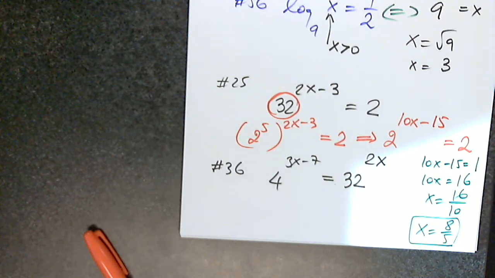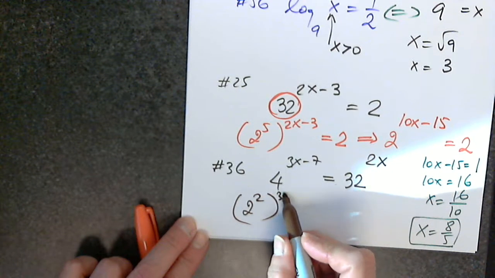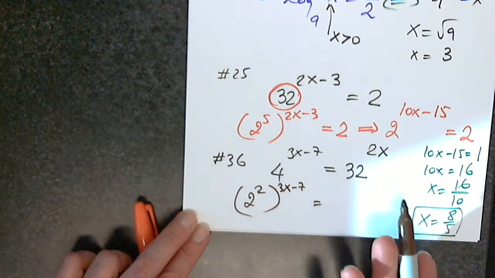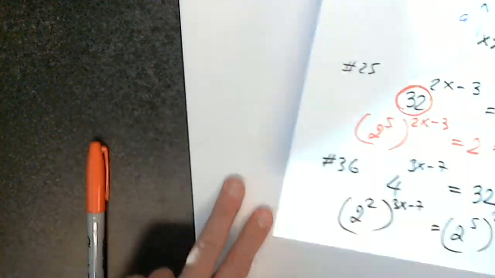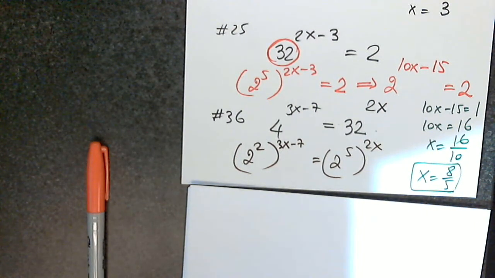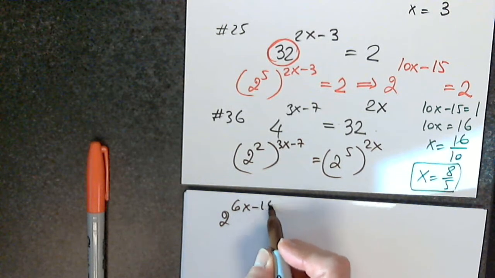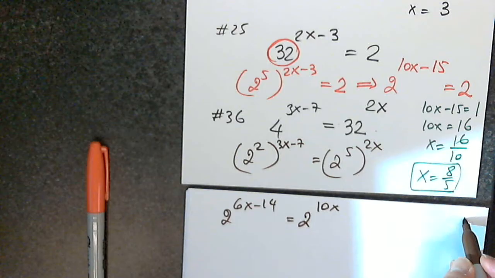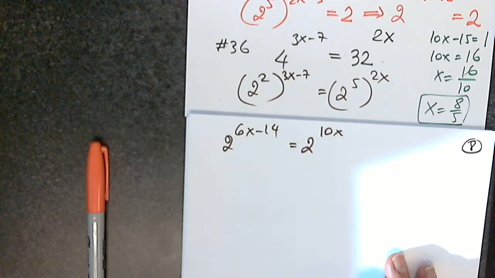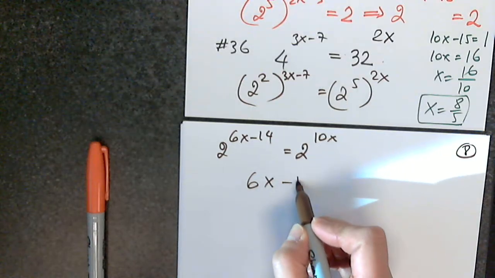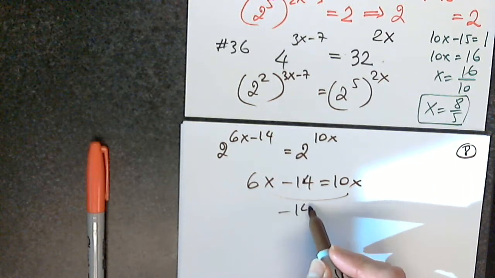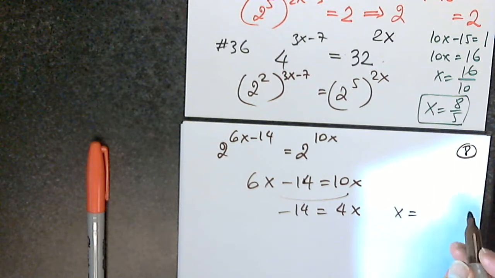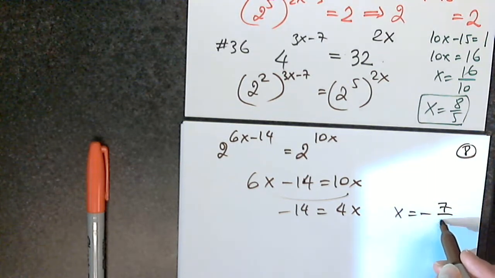How do I write the left-hand side? 2 squared raised to power 3x minus 7. And again, the same thing, 32, which is 2 to the 5th, everything to 2x. And what do I write next? 2 to 6x minus 14 equals 2 to 10x. Very good. So the exponents have to be the same. 6x minus 14 must equal 10x. You can subtract or whatever you want to do. Negative 14 equals 4x. So x equals negative 14 over 4 or negative 7/2.